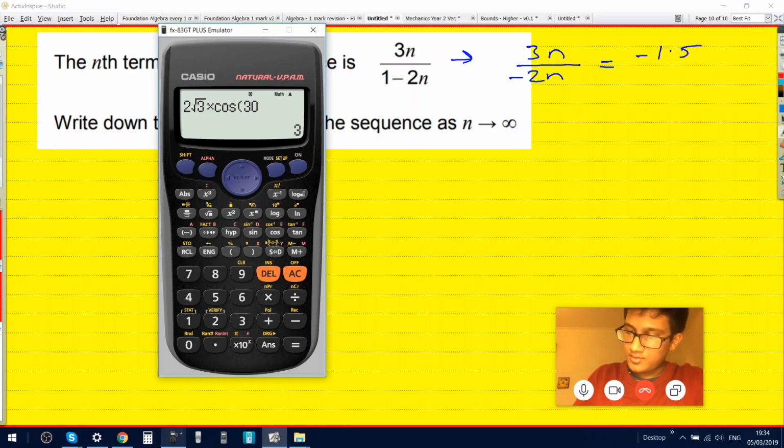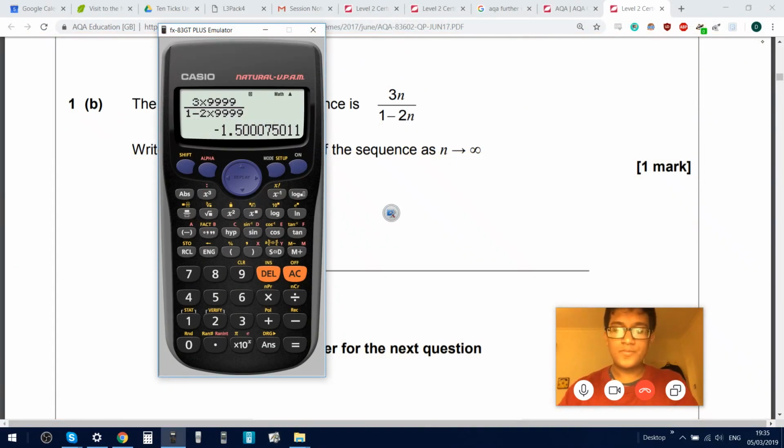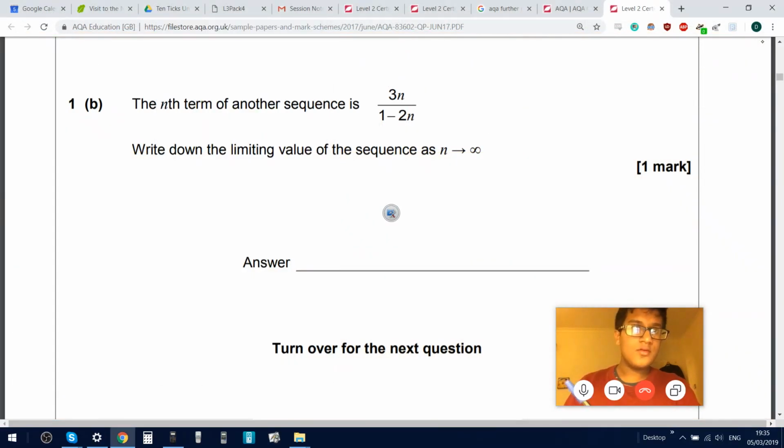And if you're stuck, you could just do, let's say, 3 times 9999 over 1 minus 2 times 9999. And we think it will be something close to minus 1.5. And it's very close to minus 1.5. And so we can be pretty sure that's correct. And next one.